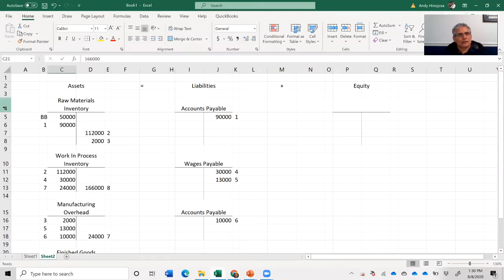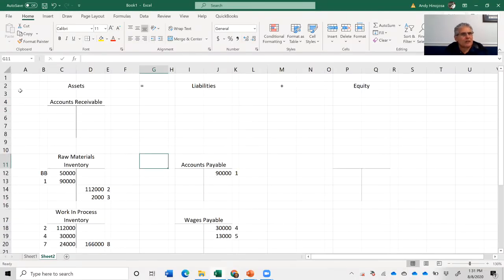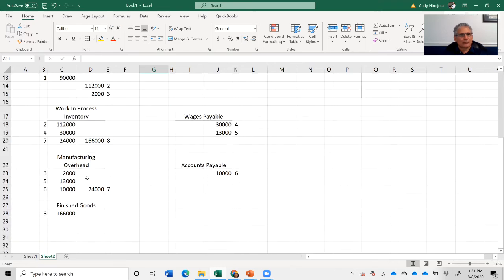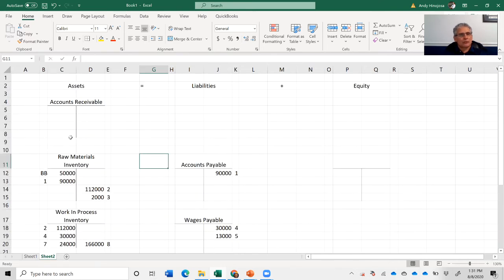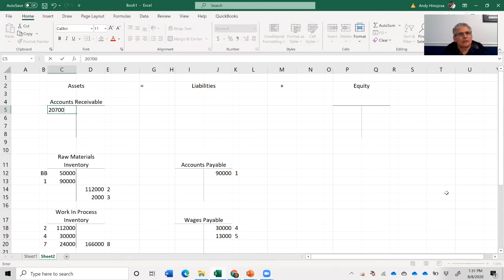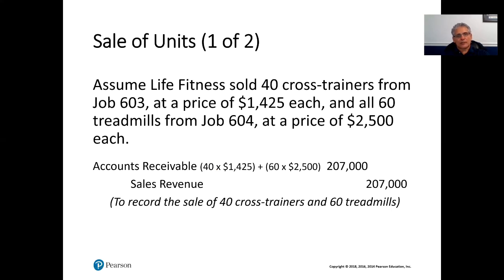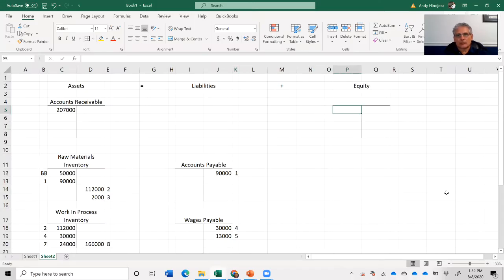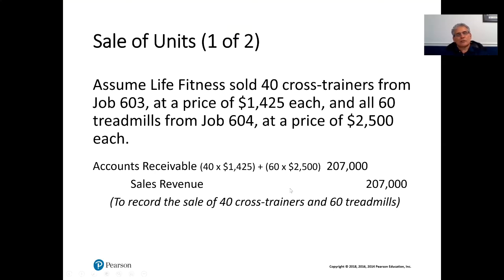So we're going to go ahead and create an account called accounts receivable. It is an asset. We're going to put it at the very top simply because in most cases receivables are going to be above inventory. So we still have all our inventory accounts that we used earlier. But now what we're going to do is create the sale. And it looks like we sold it for a total of $207,000. So let's plug that in. $207,000 is debited to accounts receivable. The corresponding credit is sales revenue. So that's under equity. We're going to put sales. So that records the actual sale of the units.